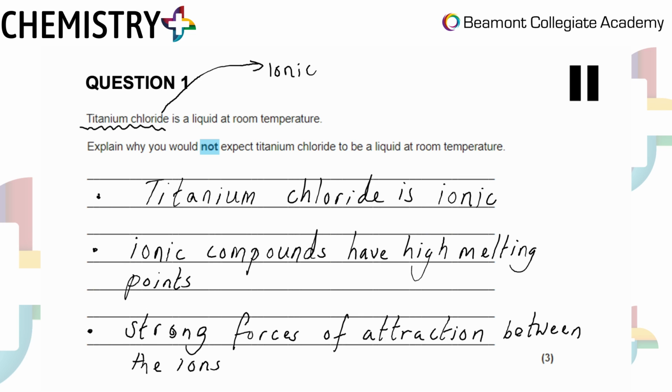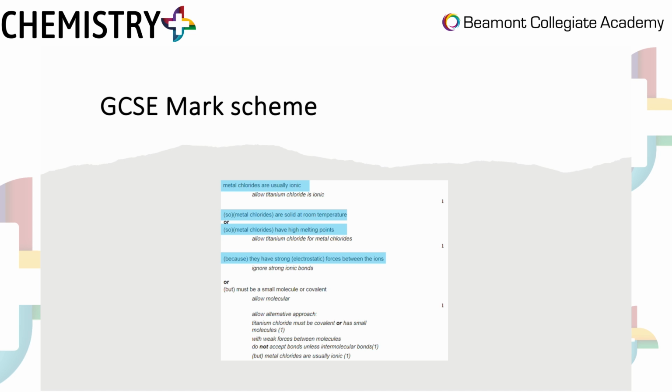Check your answer against the GCSE mark scheme. So metal chlorides are usually ionic. There is a mark given for saying they have a high melting point and they have strong forces between the ions. You didn't need to mention electrostatic, that's in brackets.